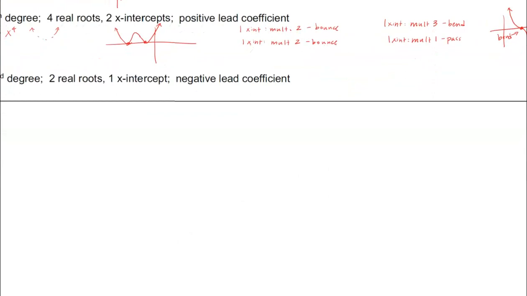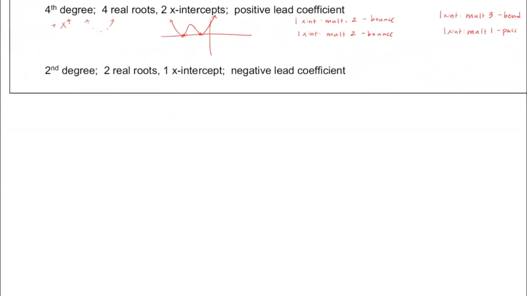Okay. It says here 2nd degree, negative. So it's going to be a parabola. It's going to have 2 real roots, 1 x-intercept. It's going to bounce there. Bounce.